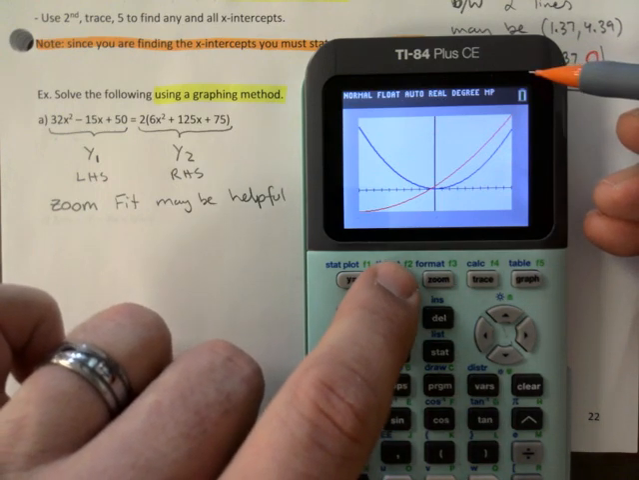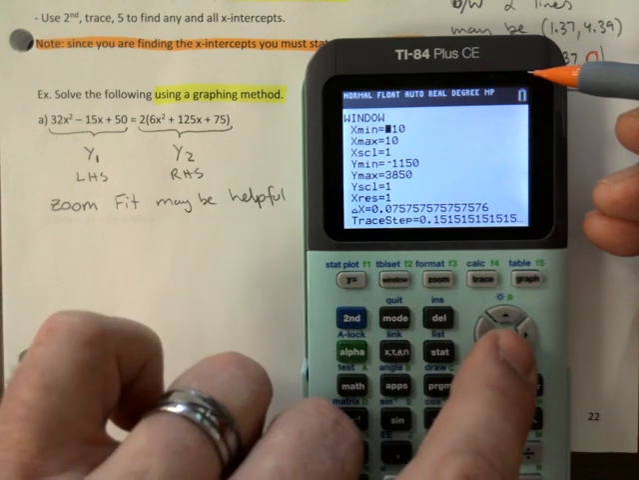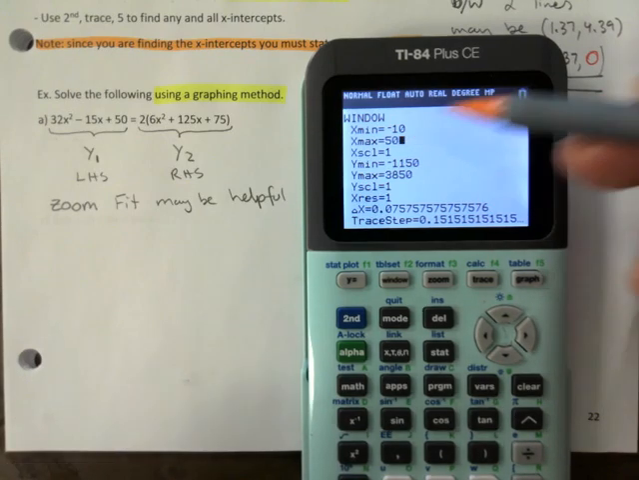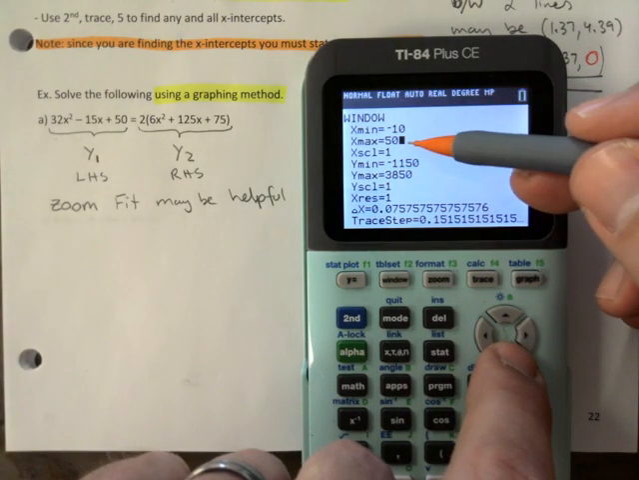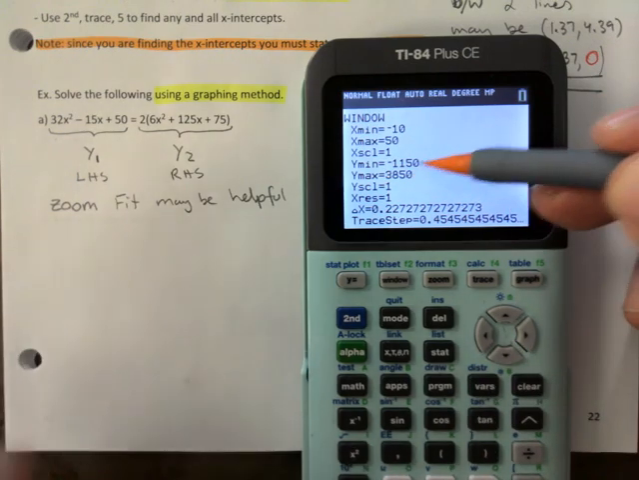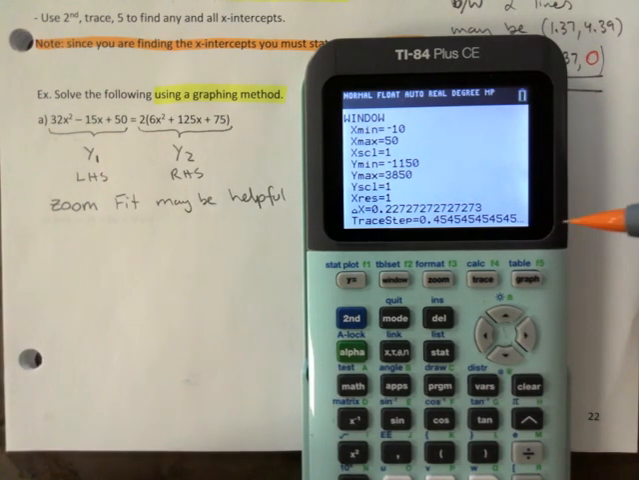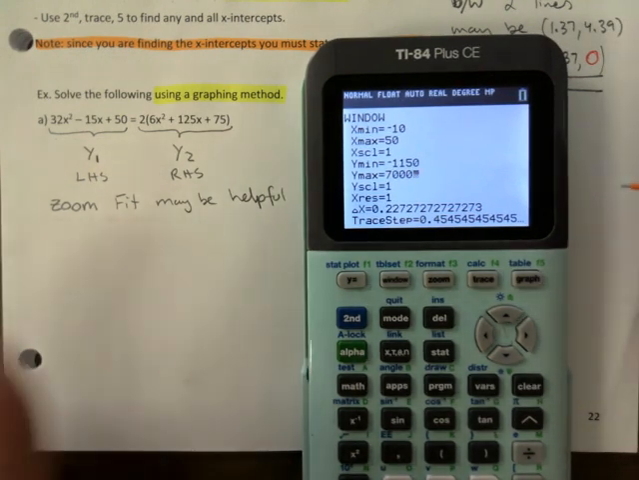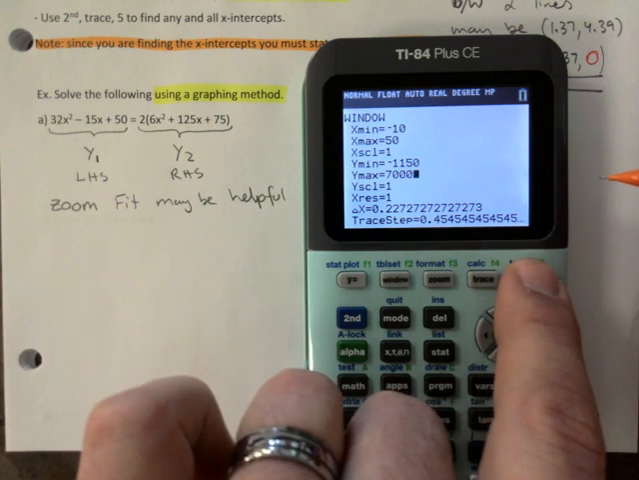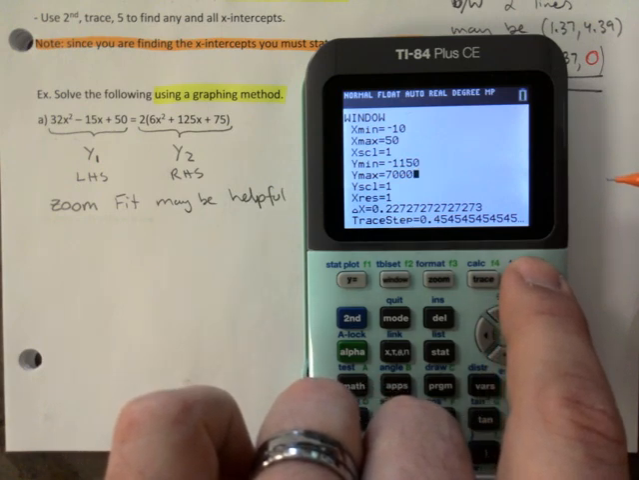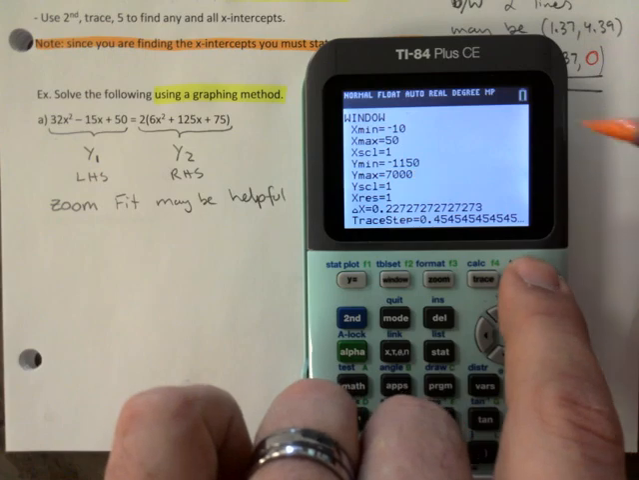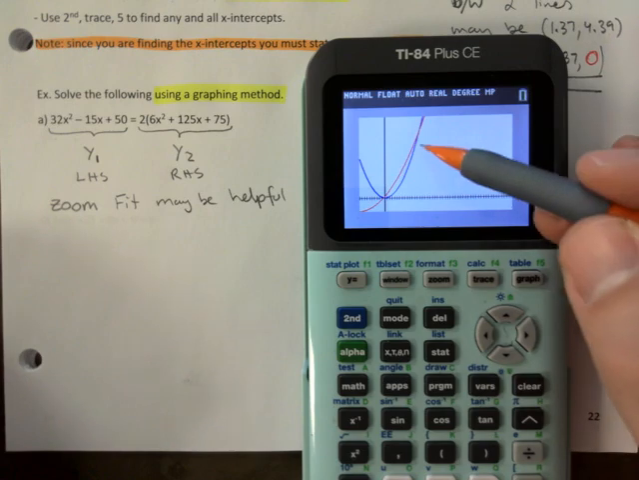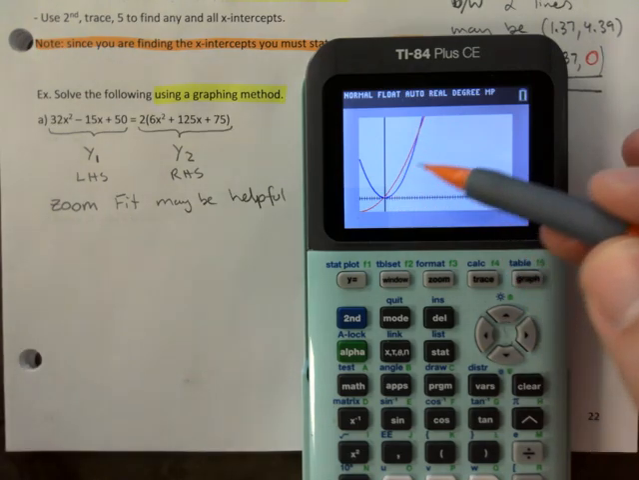Press window. I would change probably my X max. I would change that to, I don't know, I'm going to go 50, right? I'm just making stuff up, right? And my Y max, it's 3,800, so 7,000. If you wanted to go 5,000, that's fine too. You try it. And now I'm going to hit graph. So I've increased the X max and the Y max, and it was overkill, but I can see that it's crossing here and here, and that's all I need, right?